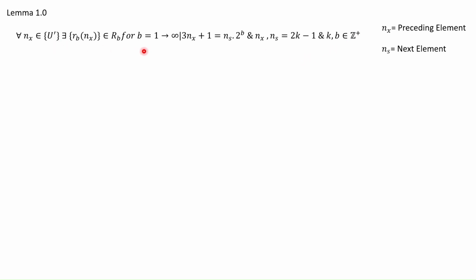Now this statement essentially means that there does not lie any element in the set u prime which does not have an associated representation in the set rb.